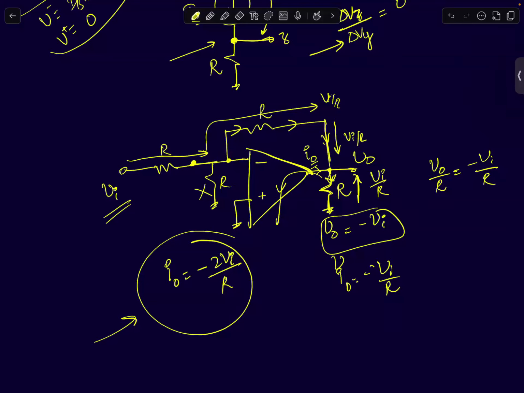So these ideas will be very useful when you're actually building op-amps. That will be useful in determining how much bias current you have to set in your op-amp and all that.